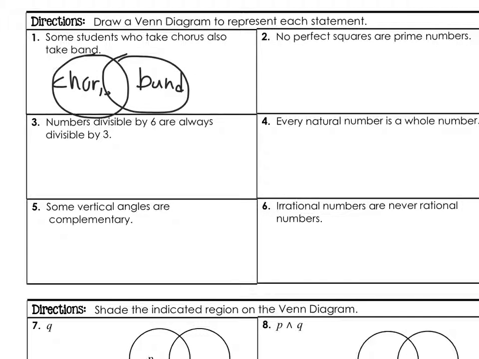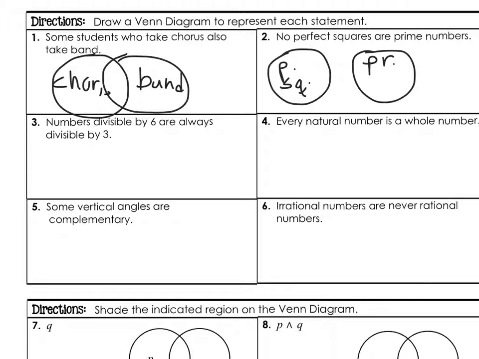Number 2, no perfect squares are prime numbers. So there is no overlap, and so this would be the perfect squares, and this would be prime numbers.